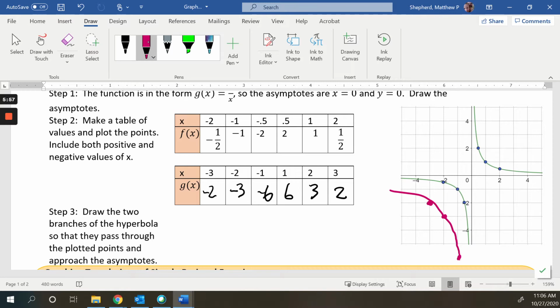Once again, we still have our vertical and horizontal asymptotes at y equals 0 and x equals 0. So our purple line is going to be getting closer and closer to those dotted lines, but never actually touching them. Now for the positives, at 1, it should be up at 6, at 2, up at 3, and at 3, it would be at 2.